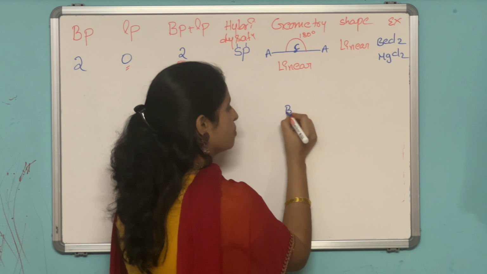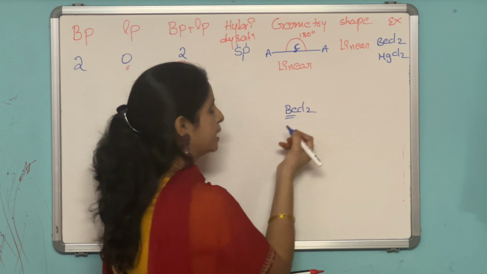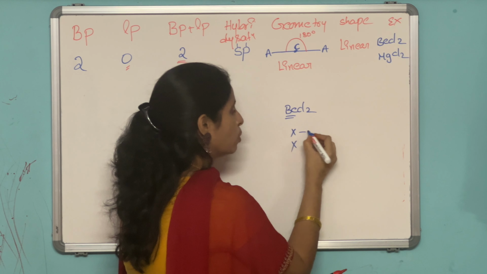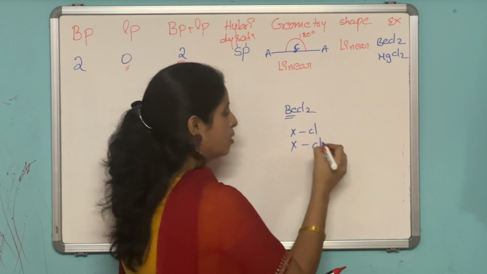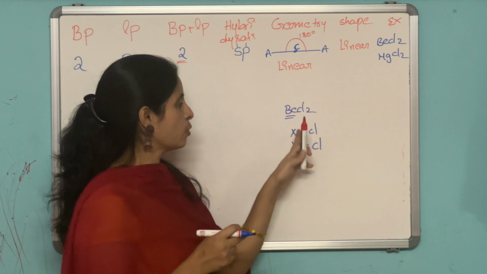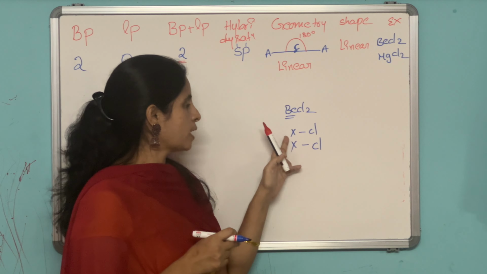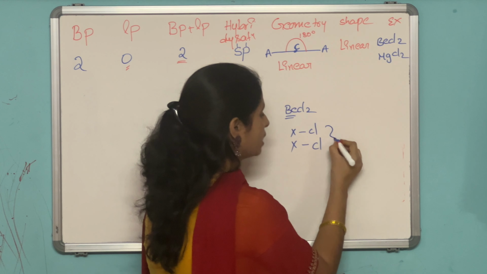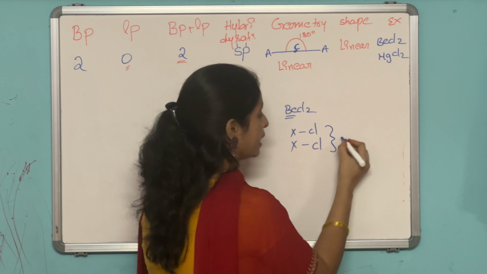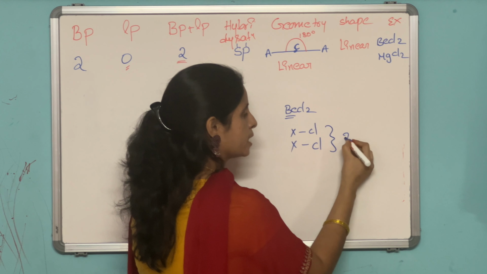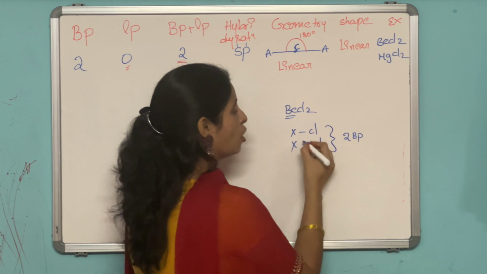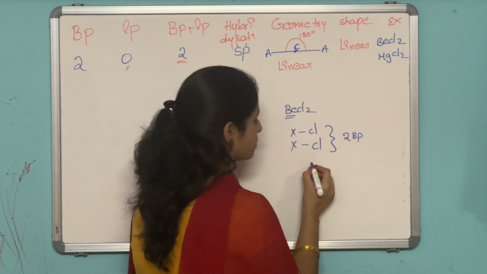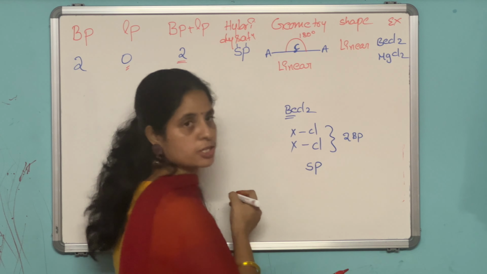So here, BeCl2: the central atom beryllium is a second group element, so 1, 2 cross marks, and 2 chlorine atoms. You attach one chlorine atom to one cross mark and the other chlorine atom to the other cross mark. So what is the hybridization altogether? How many bond pairs of electrons? Here 2 bond pairs of electrons. Lone pairs of electrons is equal to 0. So 2 bond pairs means it makes sp hybridization.